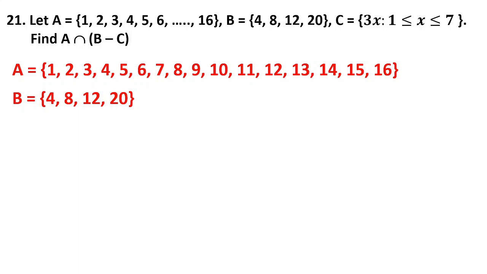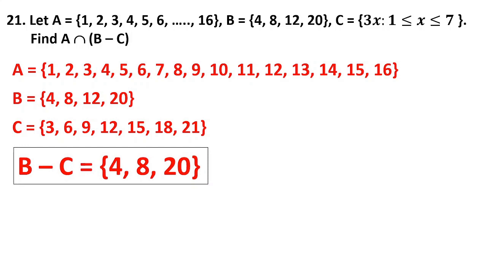4, 8, 12, 20. Let us write C there, because it is given in set builder form. We have to write it in roster form. C is 3, 6, 9, 12, 15, 18, 21. It is multiple of 3 for X lying between 1 and 7.